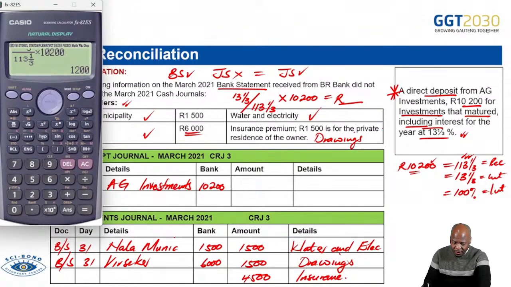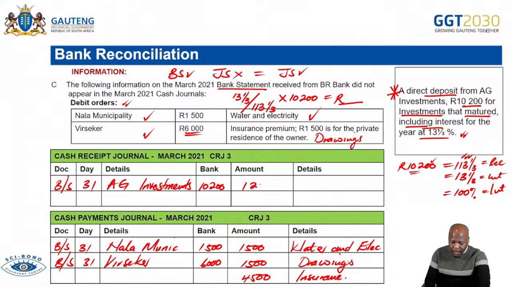That is your interest. So we have our interest, which is 1,200. So 1,200 becomes your interest over here. And then you can now say 10,200 minus 1,200. Then that gives you 9,000. That therefore becomes your investment.